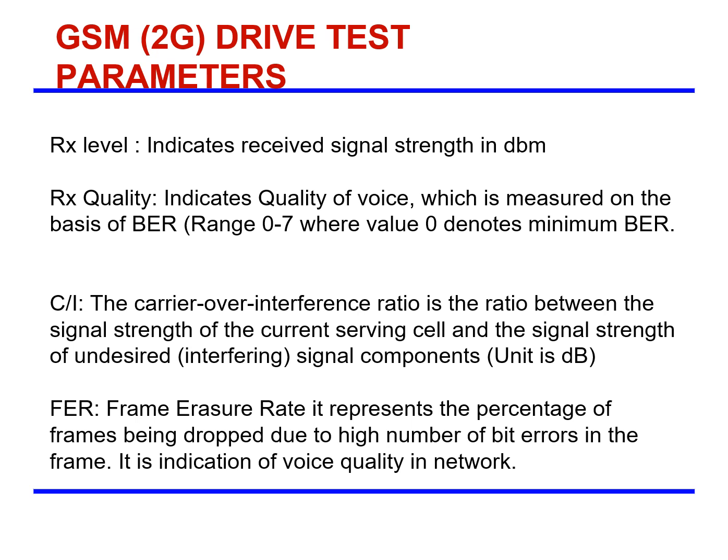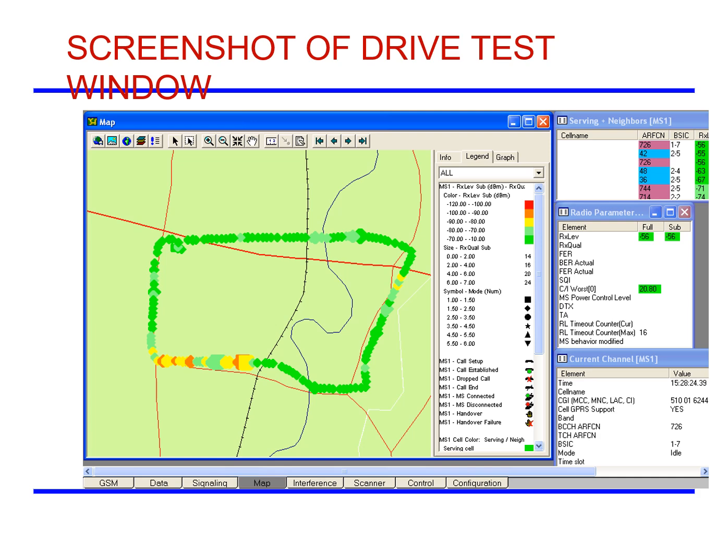C/I. The carrier over interference ratio is the ratio between the signal strength of the current serving cell and the signal strength of the undesired signal components. FER, or frame erasure rate, represents the percentage of frames being dropped due to a high number of bit errors in the frame. It is an indication of voice quality in the network. The slide shows the screenshot of a drive test window.